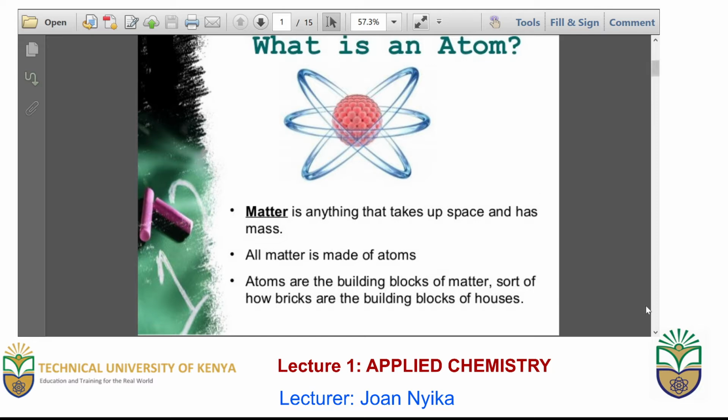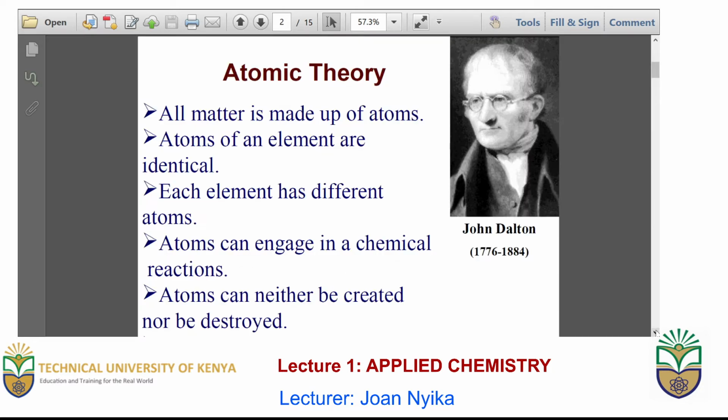After defining what is an atom, we need to know how an atom came into being. There are several theories that brought about the existence of an atom. The first one we need to look at is the John Dalton theory that was developed in 1776 to 1884. In this theory, Dalton said that all matter is made up of atoms. And atoms, when there are many, make up what we call an element.